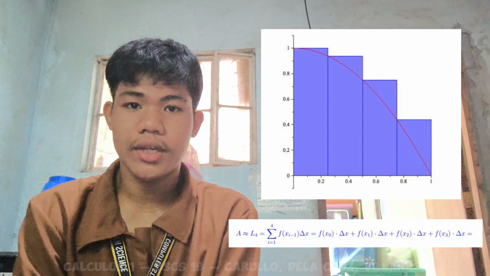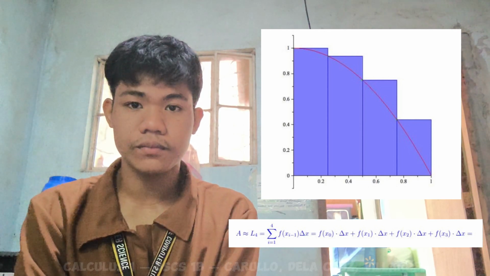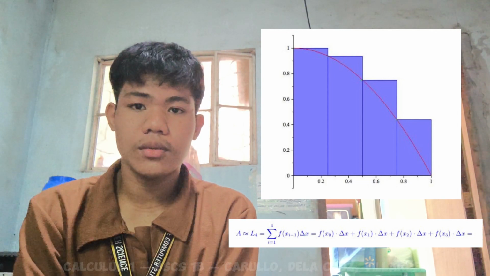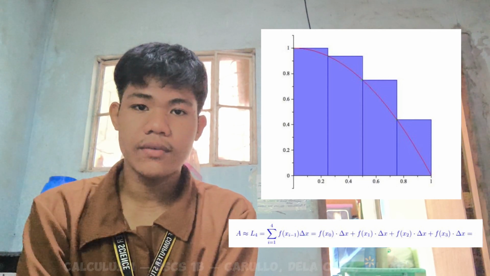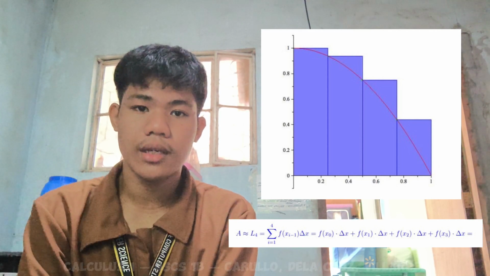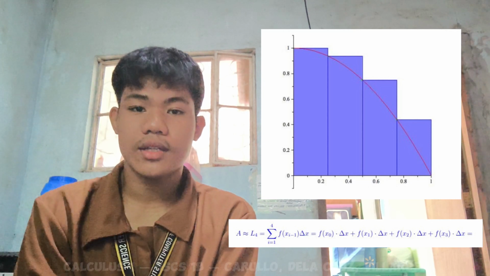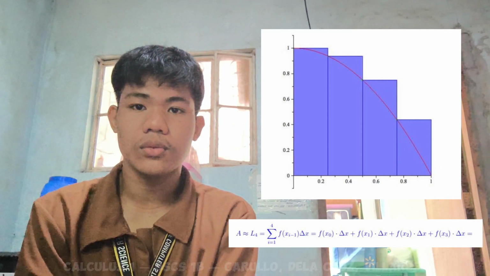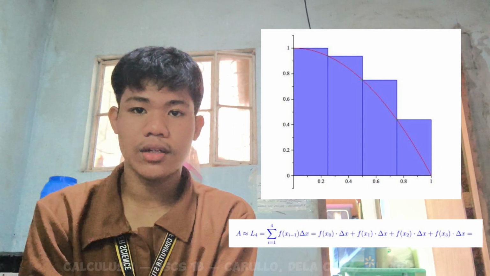On our side, you can see the formula to get the left endpoint approximation. Here we are going to add the values that we get from the y-axis, which are 1, 15/16, 3/4, and 7/16. We are going to multiply the sum by 1/4. After getting the sum, which is 25/32, we are going to change it into decimal, which is 0.7813.